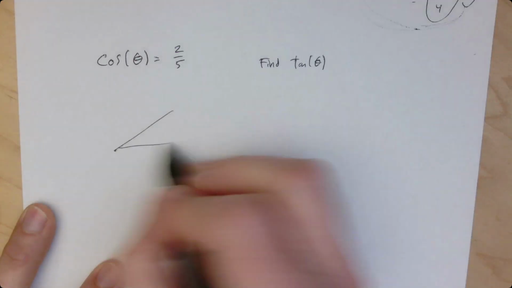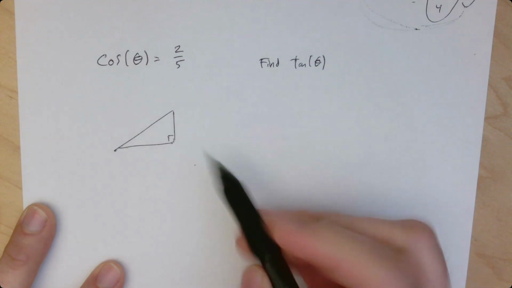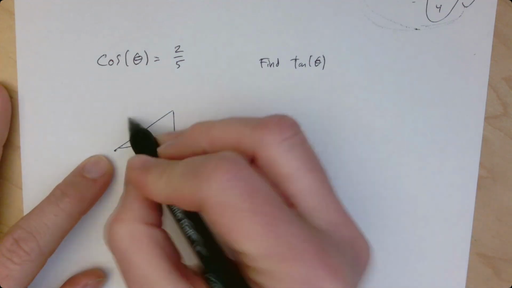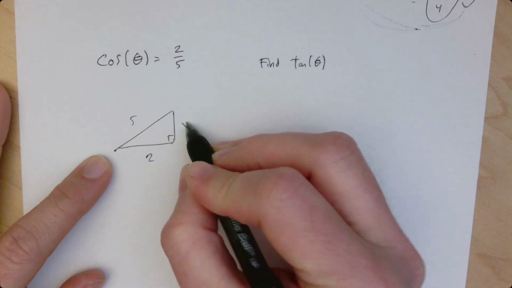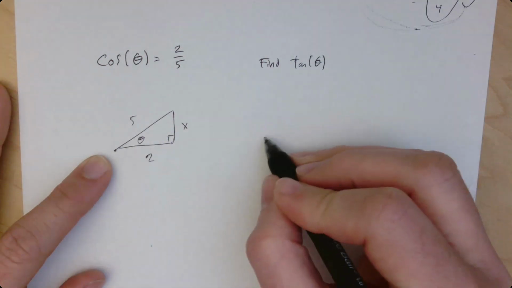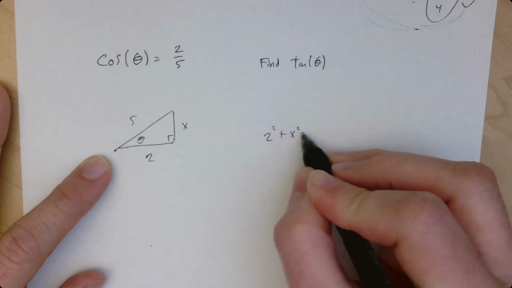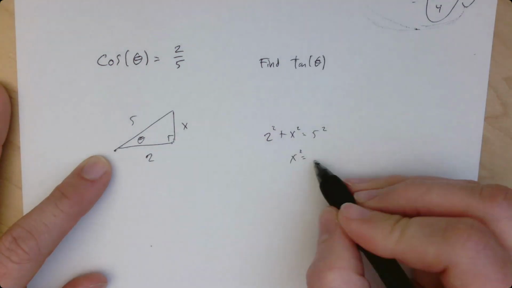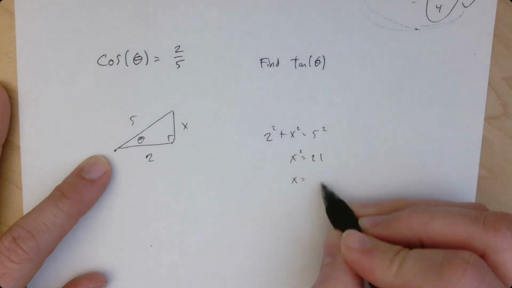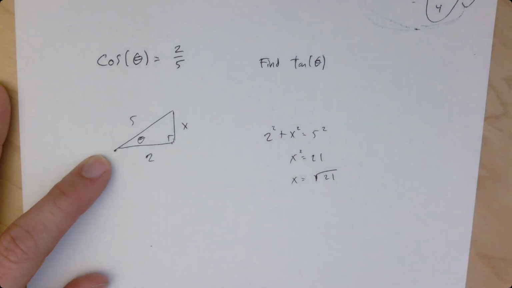All right, let's make ourselves a little model. Right triangle, cosine is adjacent over hypotenuse, so let's do 2 over 5. So this one now we can solve for. Let's just call this, I guess we'll call this x, so this is theta. So what I know is that 2 squared plus x squared equals 5 squared. So x squared is 25 minus 4, which is 21. So x is root 21.